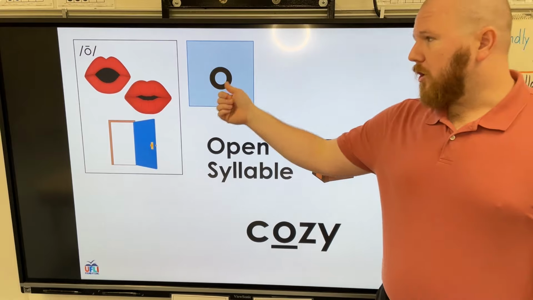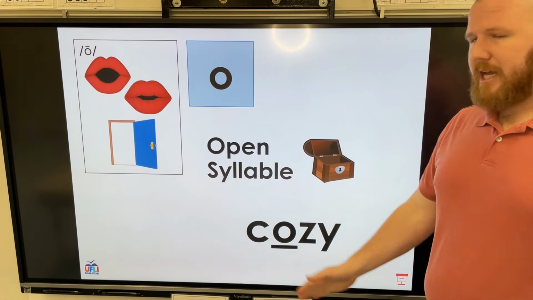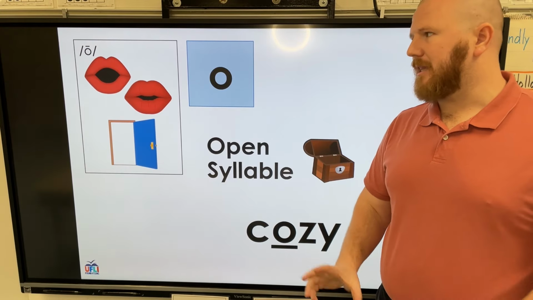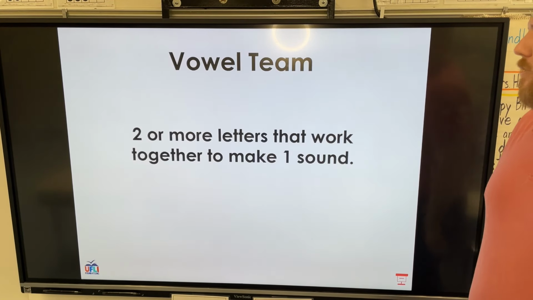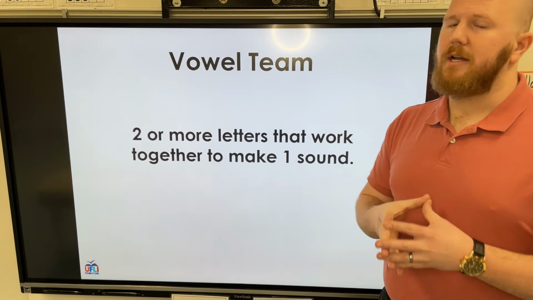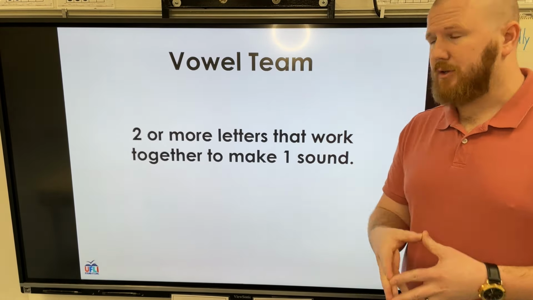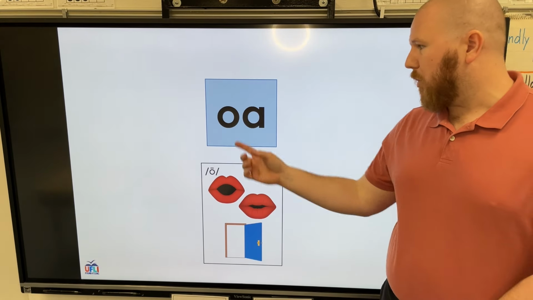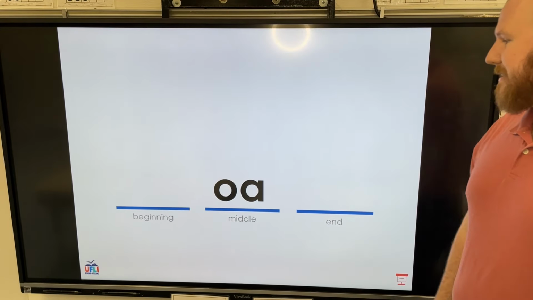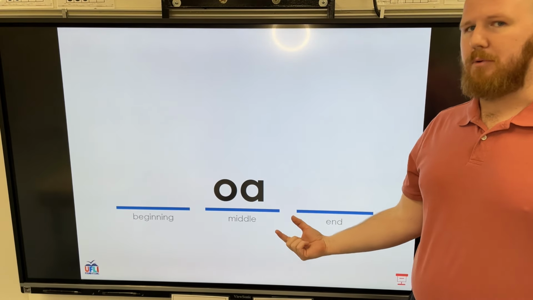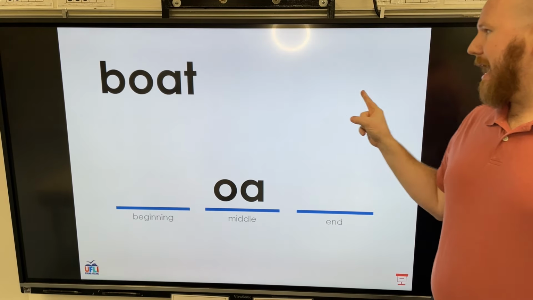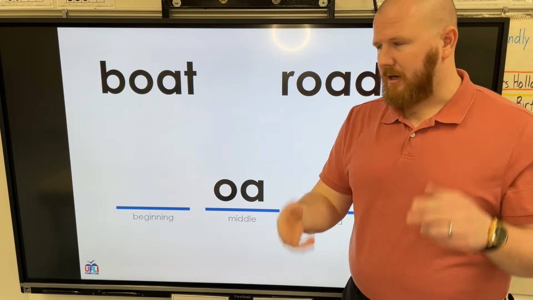But we also know that O in an open syllable, like cozy, co, the O makes its long O sound. But let's talk about the vowel team parts now. So vowel teams, again, are two or more letters that work together to make one sound. And this is a vowel sound still. So we're going to take a look at a couple. So OA can say O. And we see it in the middle of a syllable or in the middle of one syllable words like boat and road. Those are the two examples that come to my mind.